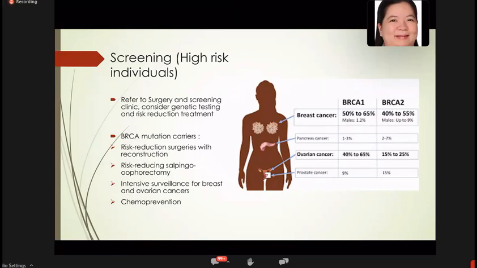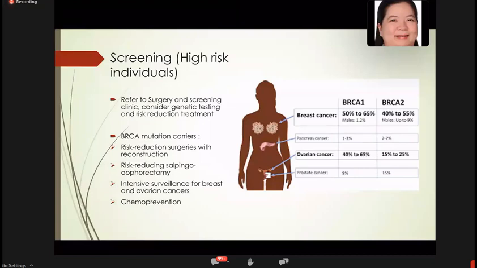We can offer, like what Angelina Jolie, siya yung pinakamagandang example, did: risk reduction surgeries. We can offer prophylactic mastectomy with or without reconstruction. We can also offer risk-reducing salpingo-oophorectomy for those patients with ovarian cancer, or kung wala kang ovarian cancer but patients with breast cancers, we can offer risk reduction salpingo-oophorectomy. Then you do intensive surveillance for breast and ovarian cancer.